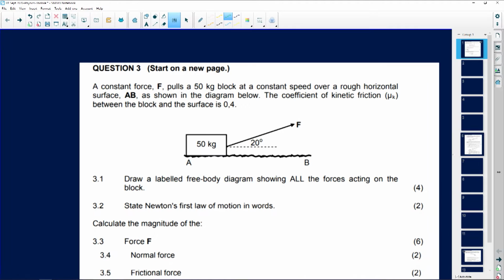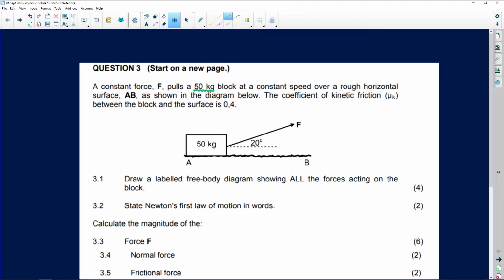So the first question, we are going to do question 3. The question reads, a constant force of F pulls a 50 kilogram block. Now, step number 1, sometimes in grade 12, they will not only give you the mass as 50 kilograms, they might give you the mass in grams. But now remember, we have to use conversion factors in order to go back to kilograms.